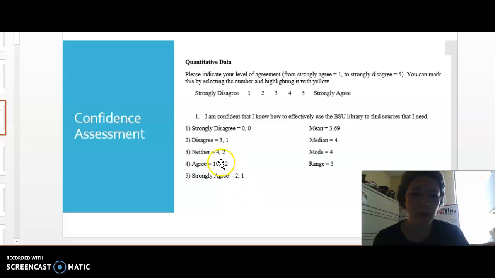Most people veered toward the end of strongly agree, right? So the mean, or the average, is 3.69. Out of 5, that means people feel more confident than not that they know how to. The median was that people agree. The mode was that people agree. And the range is about 3.